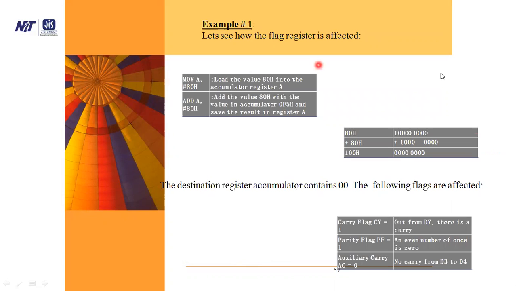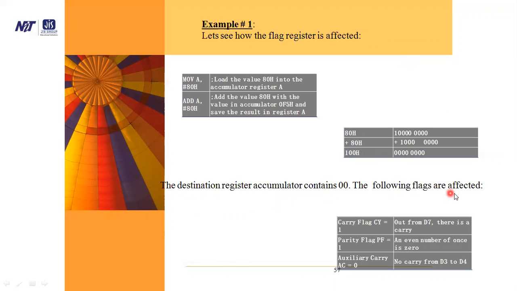So the first example shows MOV A, #80H. Load the value 80H into the accumulator register A. ADD A, #80H. Add the value 80H to the value in the accumulator and save the result in register A. That is 80H plus 80H, that is 100H. The destination register accumulator contains 00.